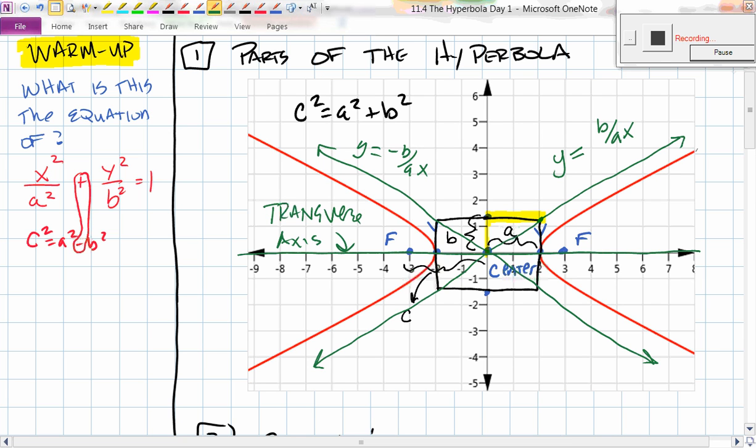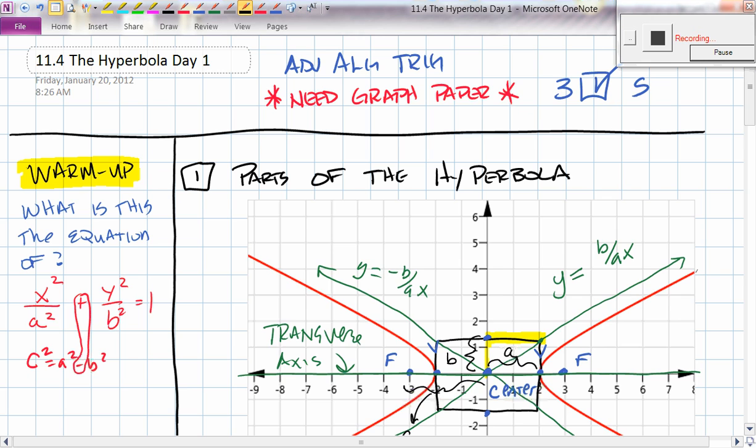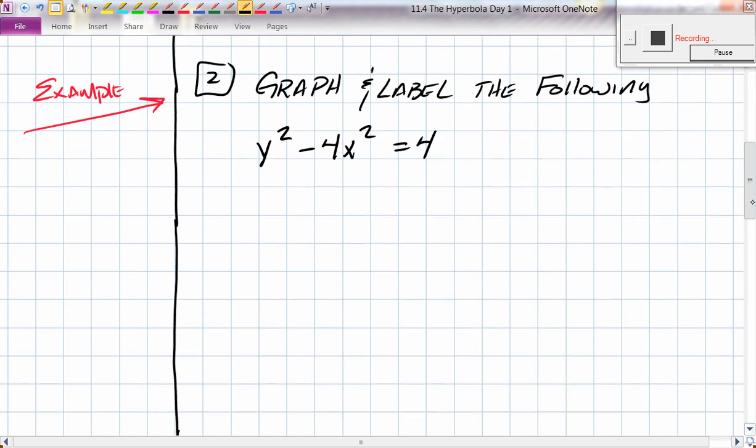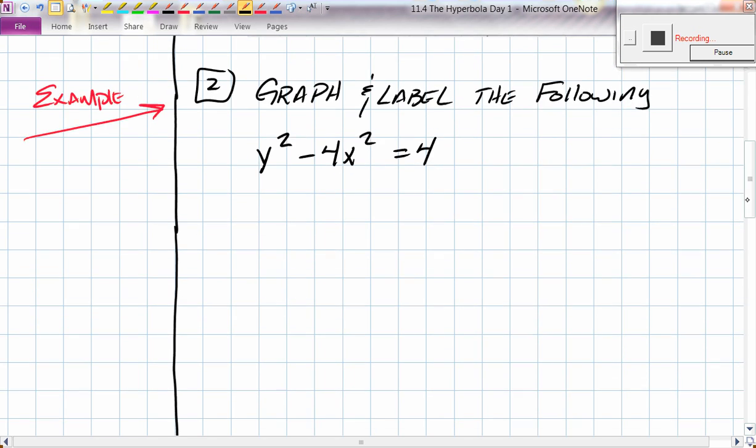Weird. Let's just do that. Oh! Sorry about that. Here's the equation. That's what I was looking for, you guys. Sorry about that little confusion.